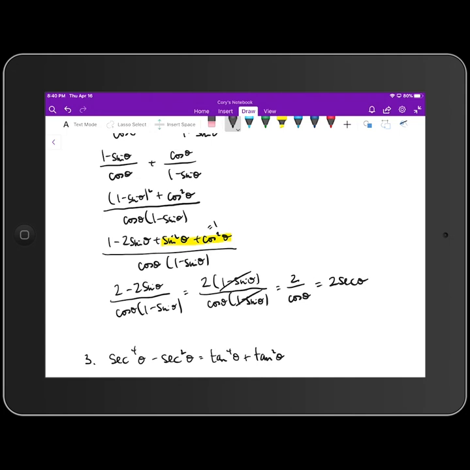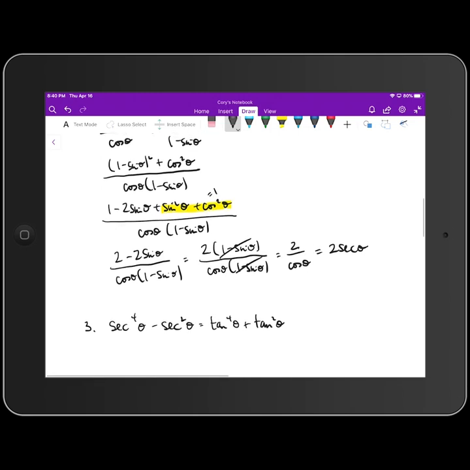So we went through using algebra and identities to show that the left-hand side becomes the right-hand side of that equation. So we verified that identity.